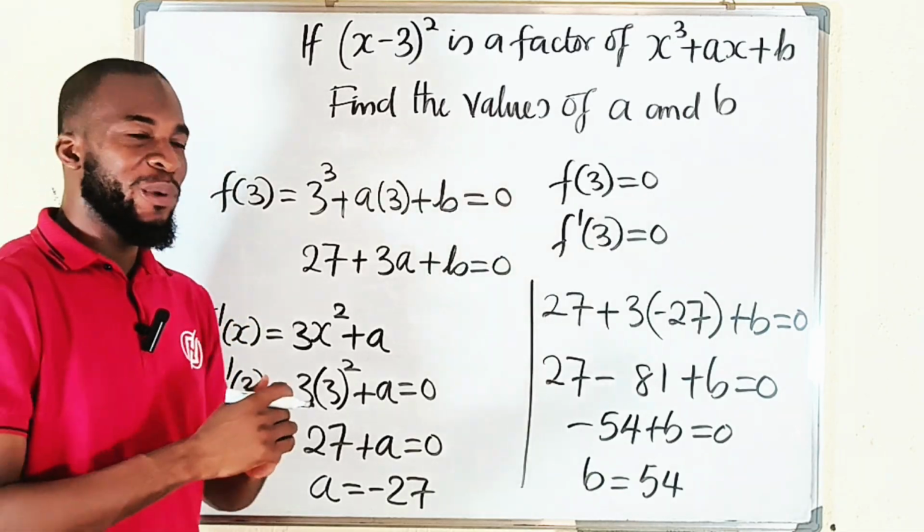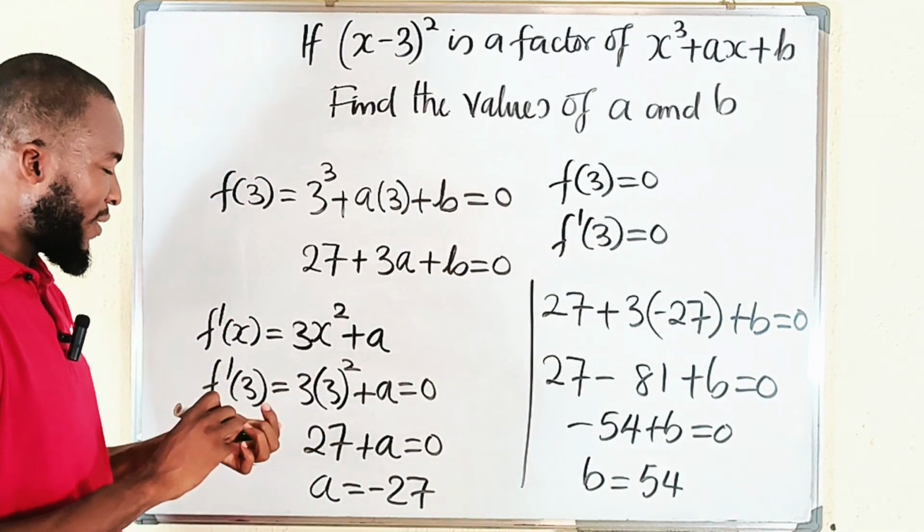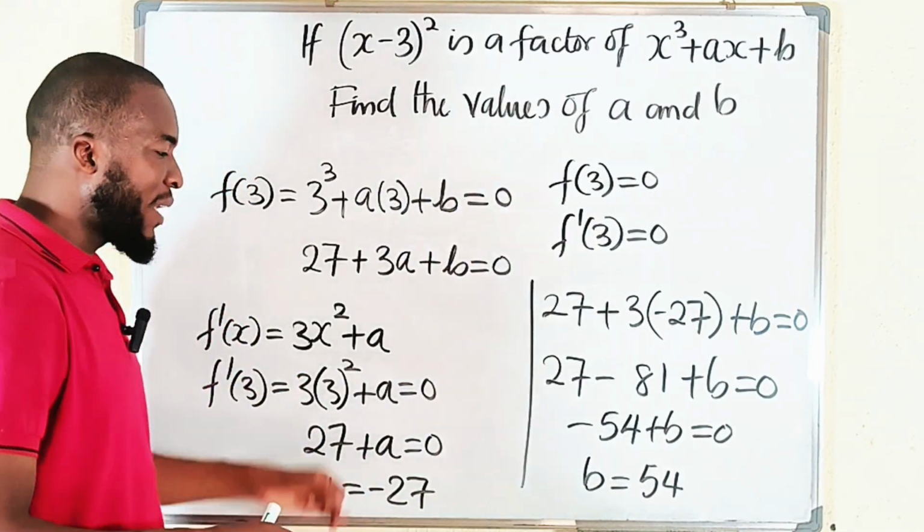In all of these three methods, we got the same solutions. A is minus 27 and b is positive 54.